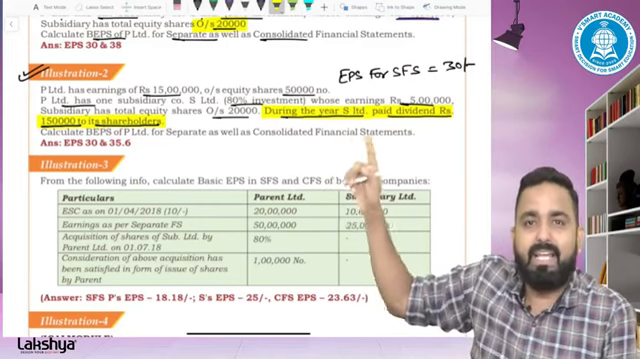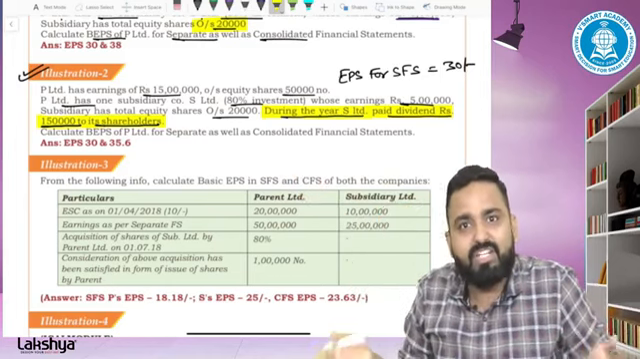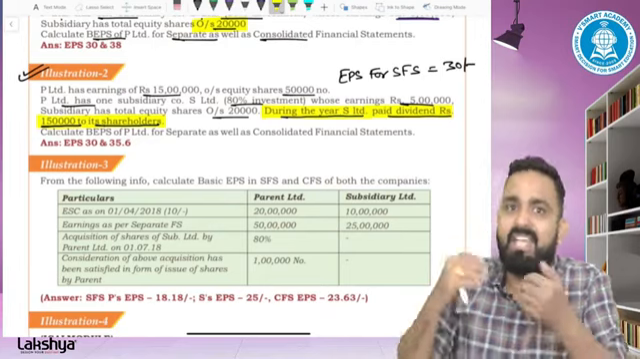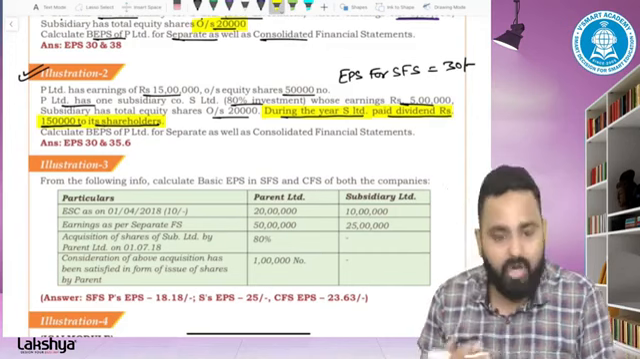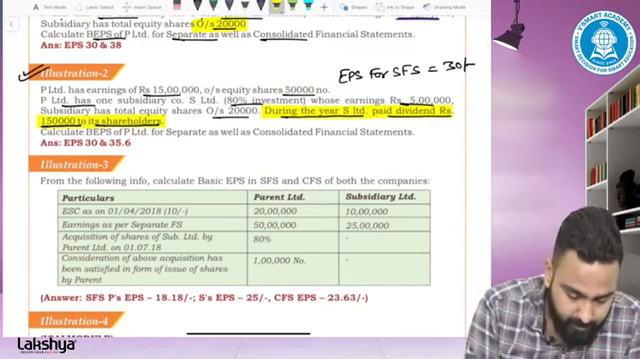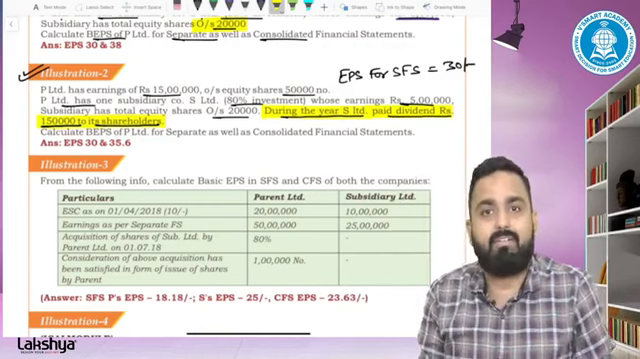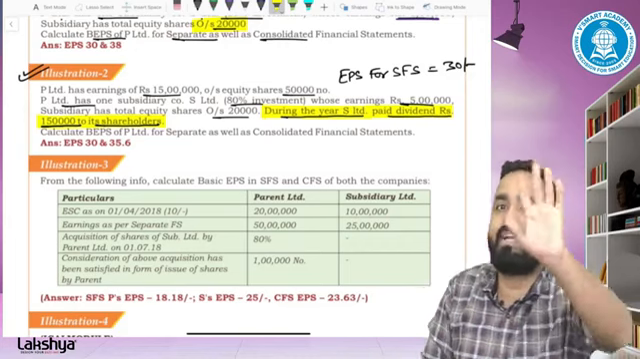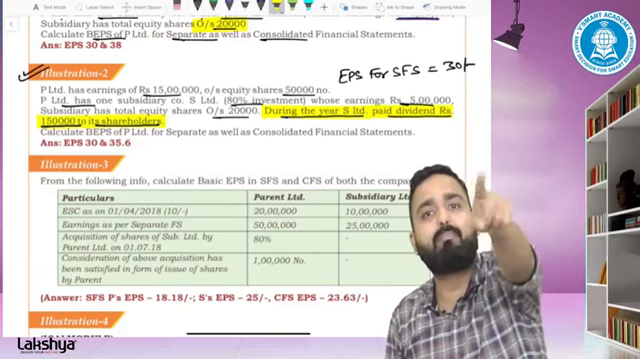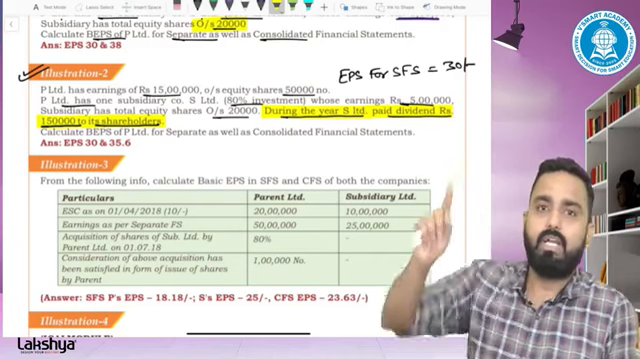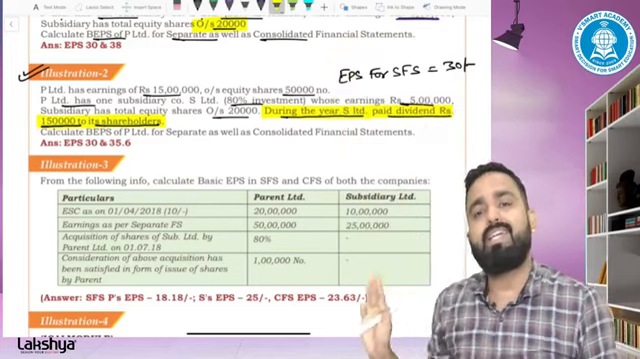So if the subsidiary company is paying a dividend of rupees 1,50,000 to its shareholders, and P is the major shareholder, definitely P must have got the dividend. So out of 1,50,000, 80%, that means 1,20,000, has been received already by P. P Limited must have received the dividend of rupees 1,20,000, yes or no?